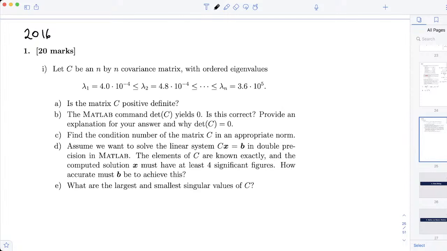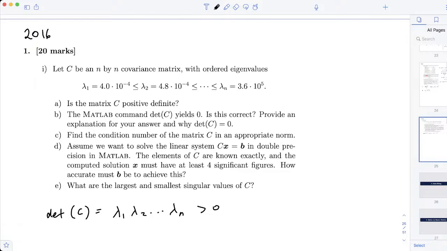Okay. B: the command determinant of C yields 0. Is this correct, and why? Well, the determinant is just the product of all your eigenvalues. Since we have all positive eigenvalues, our determinant has to be greater than 0. What this is basically saying is that because our determinant is so small, in a floating point representation it becomes 0, and MATLAB just stores it as 0. This also tells us that our condition number is probably pretty big.